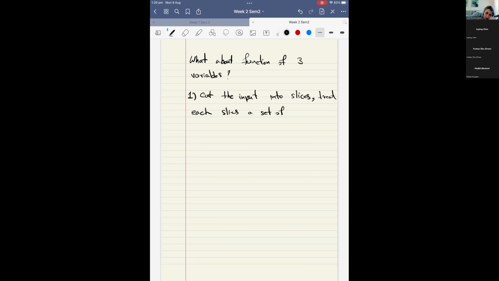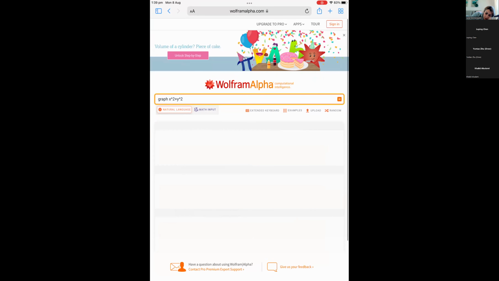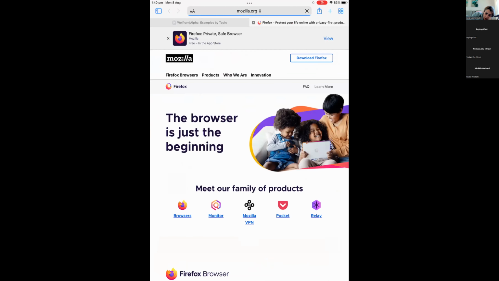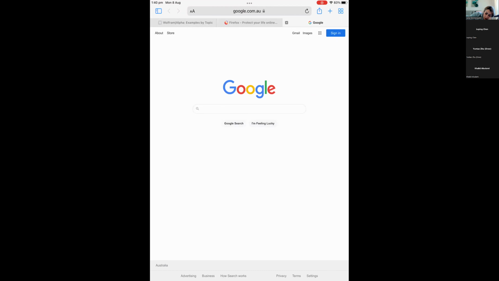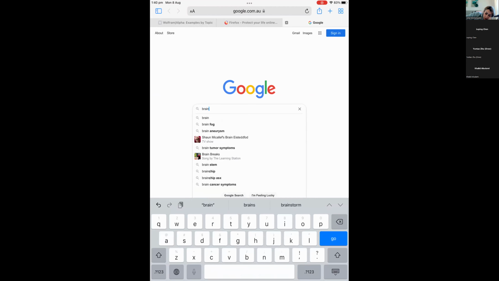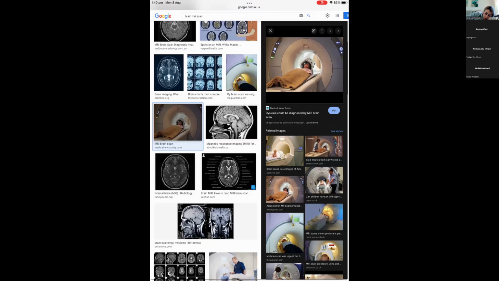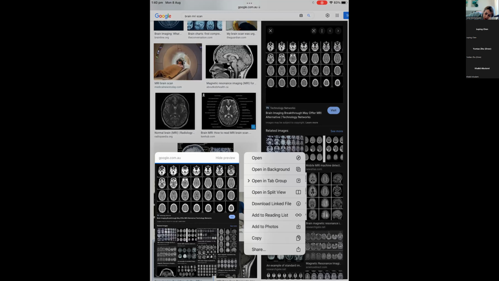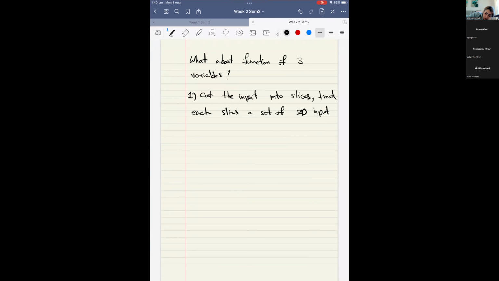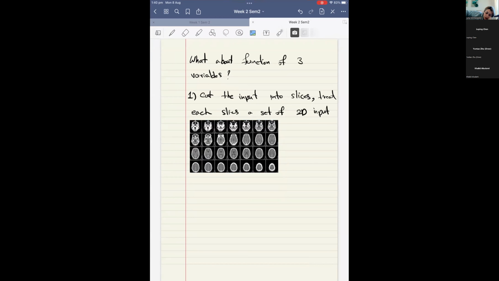A set of 2D inputs. You know that the brain MRI, the brain is 3D, yes, but for better reading, we divide this into slices. We divide it into some parts, and we can make it in two dimensions, and we can analyze this better than the 3D.